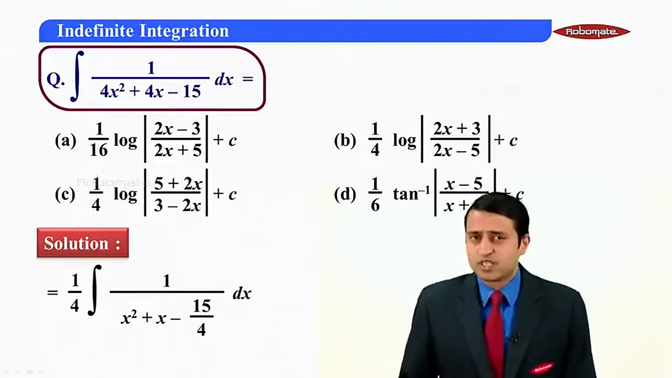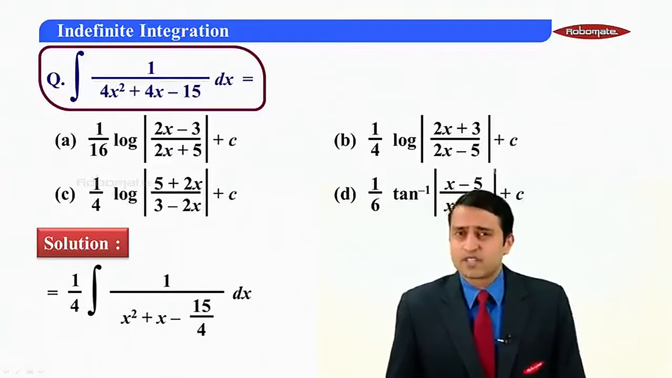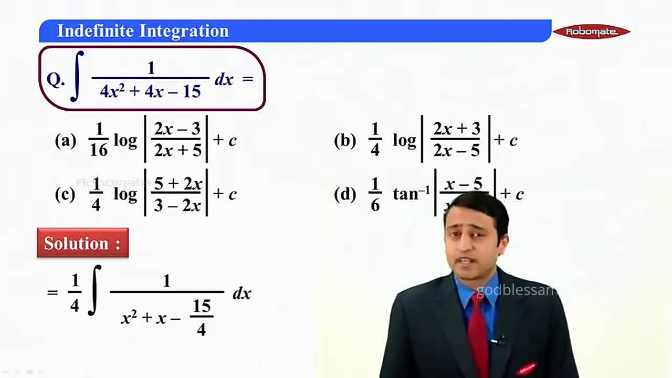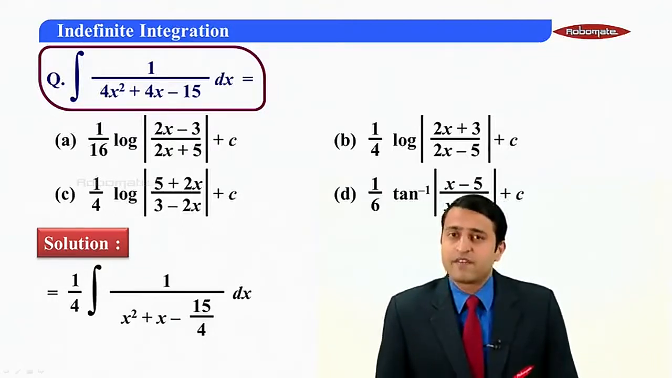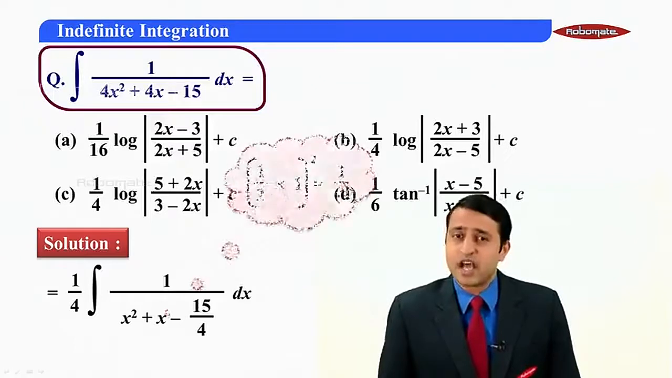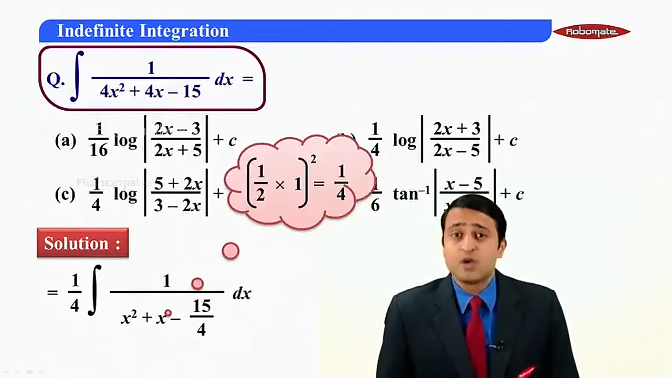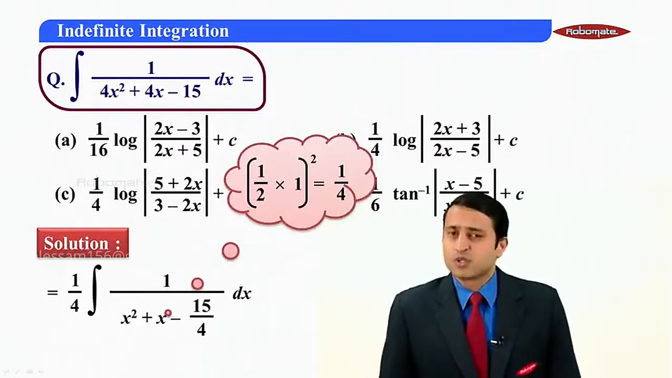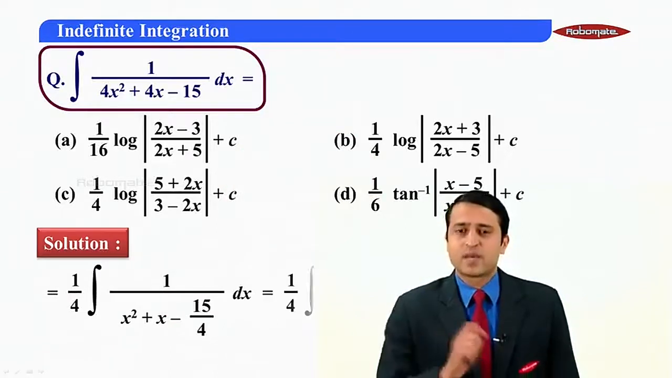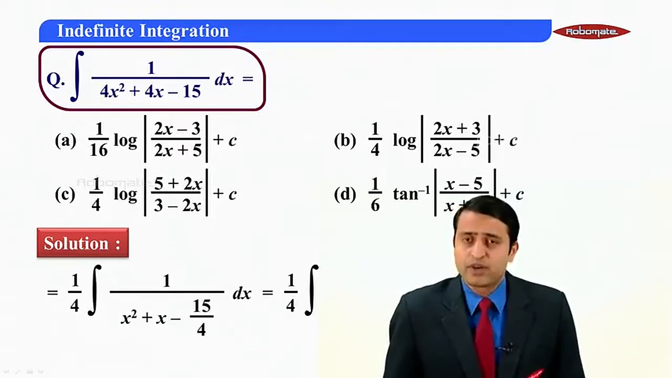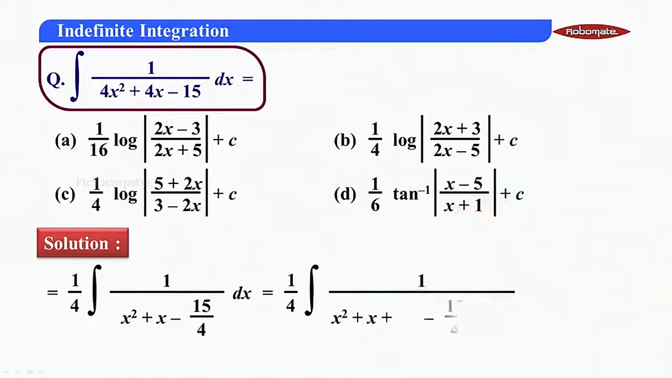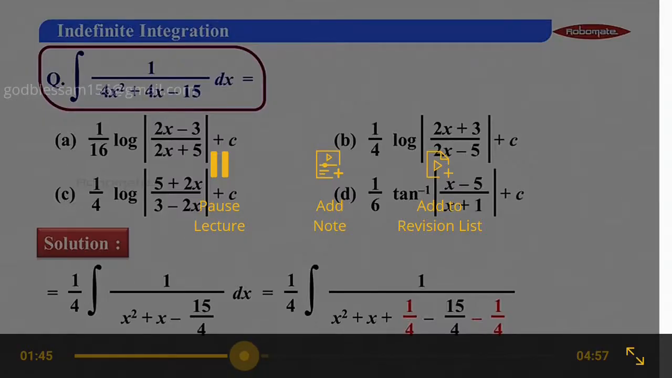Now my dear students, to convert this into one of the standard forms, I need to add and subtract a number which we have already seen, given by the formula half into coefficient of x the whole square, that is half into 1 the whole square in this case, which is nothing but 1 by 4. So in the next step I am going to add and subtract 1 by 4. This is equal to 1 by 4 integral of 1 upon x square plus x minus 15 by 4, which was there earlier as it is, minus 1 by 4 plus 1 by 4.